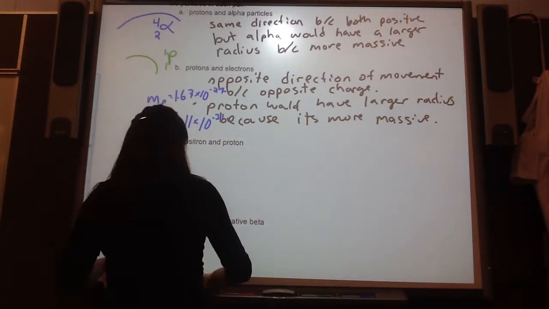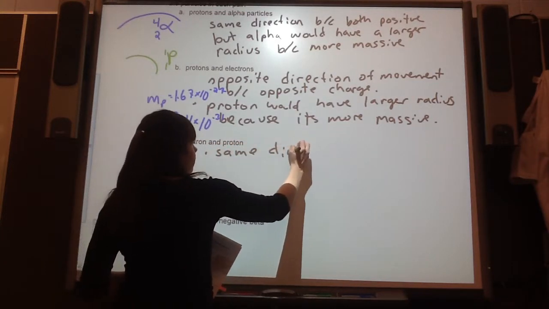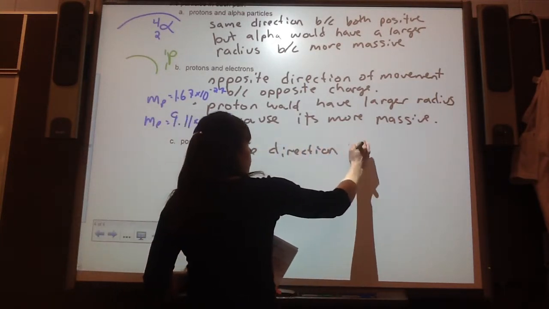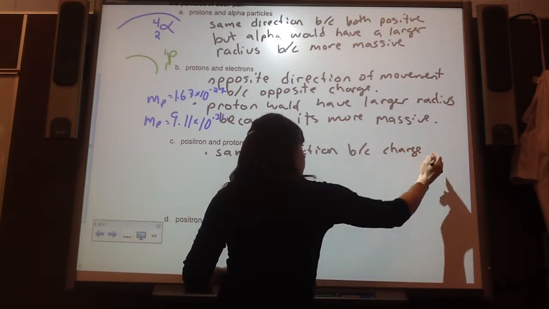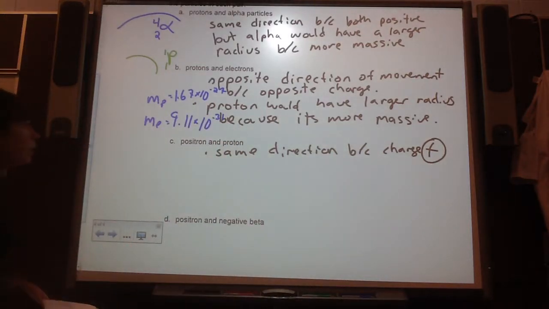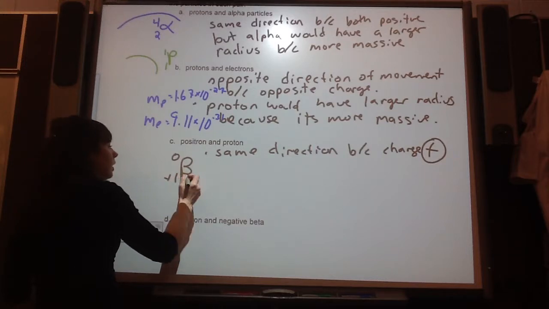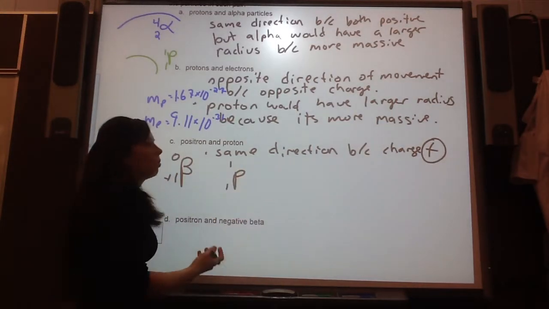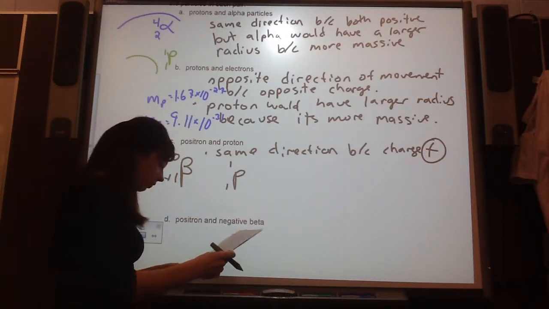Okay, positron and proton. Same direction, because they're both positive, okay? But a positron, remember that's a beta particle, and a proton. So a proton, again, will have a larger radius because it's more massive.